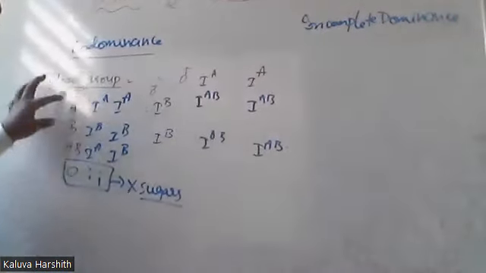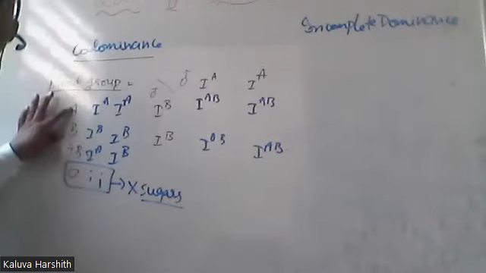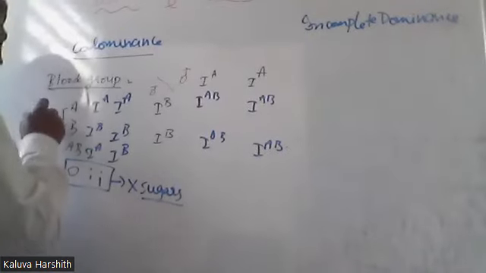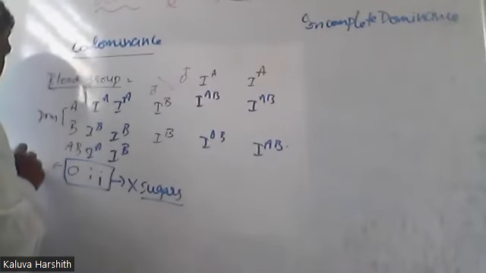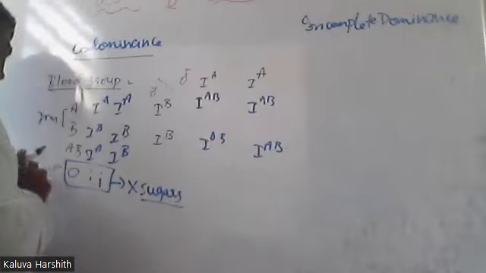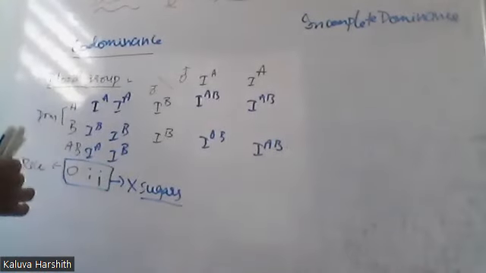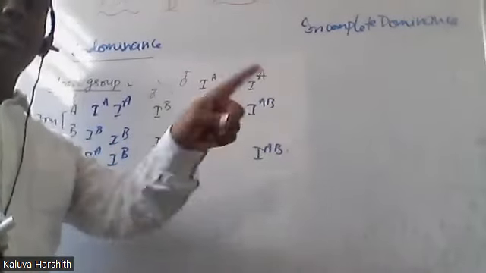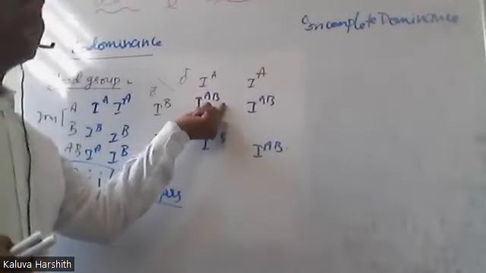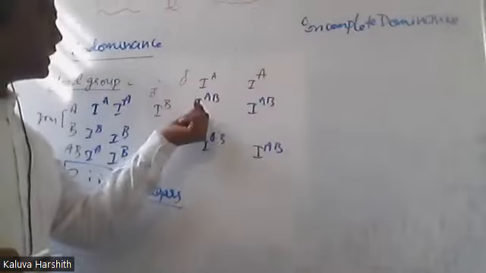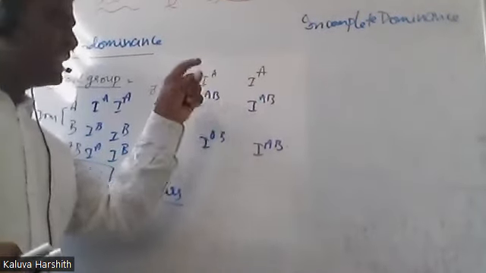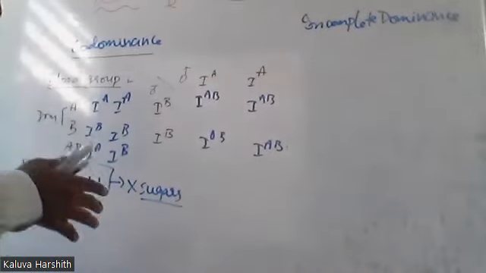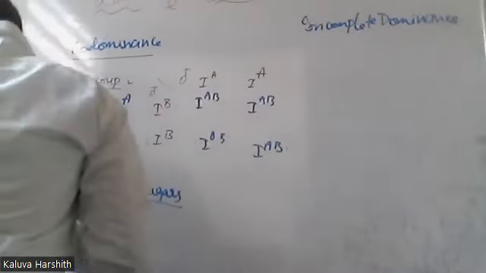So here A and B genes are dominant genes, while O is the recessive gene. We have to know this. That's why, in the presence of A and B, neither A can dominate B nor B can dominate A. That's why both of them are expressed. That's why this is called codominance. Means neither one is dominating another. Both are expressed equally.